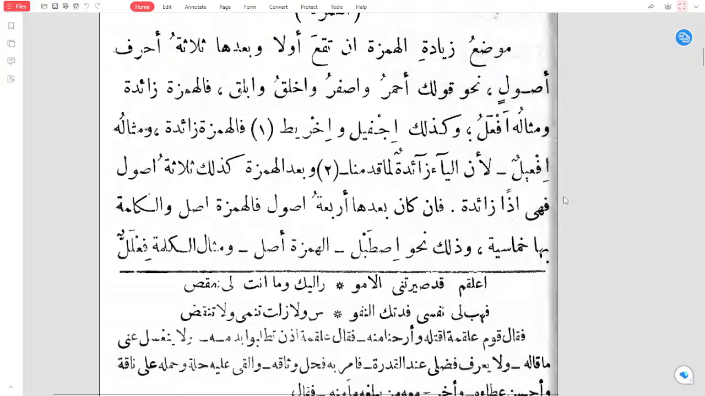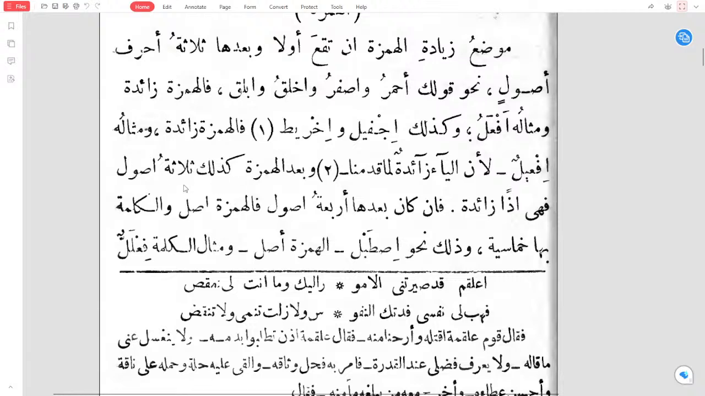فالهمزة زائدة ومثاله إفعيل, and its scale would be إفعيل لأن الياء زائدة لما قدمنا. Why have we brought the ya as well in the scale and have not changed it to fa, ain or lam? Because that also is extra. But of course we're not talking about ya right now. The main thing we're talking about is the Hamza. So generally the place of ziyada of the Hamza is the beginning part of the word.